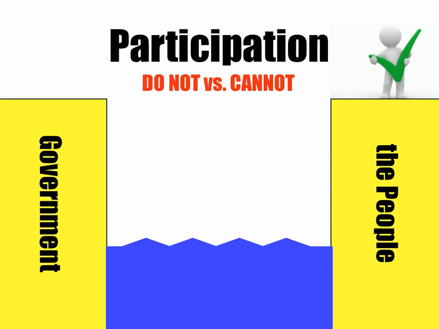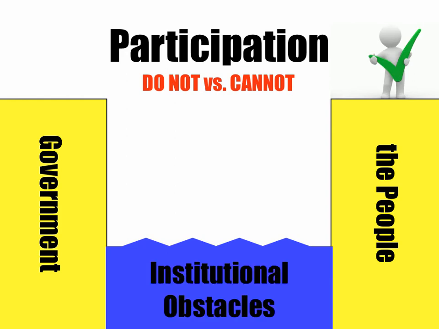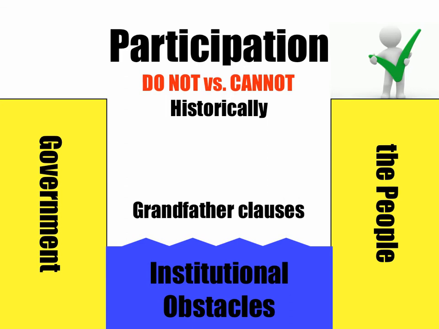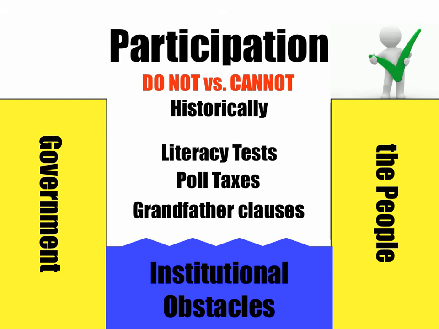Let's look at the do-not versus the cannot voters. There are certain institutional obstacles that make voting far more difficult. Historically, cannot voters were prevented from voting due to grandfather clauses, poll taxes, and literacy tests.